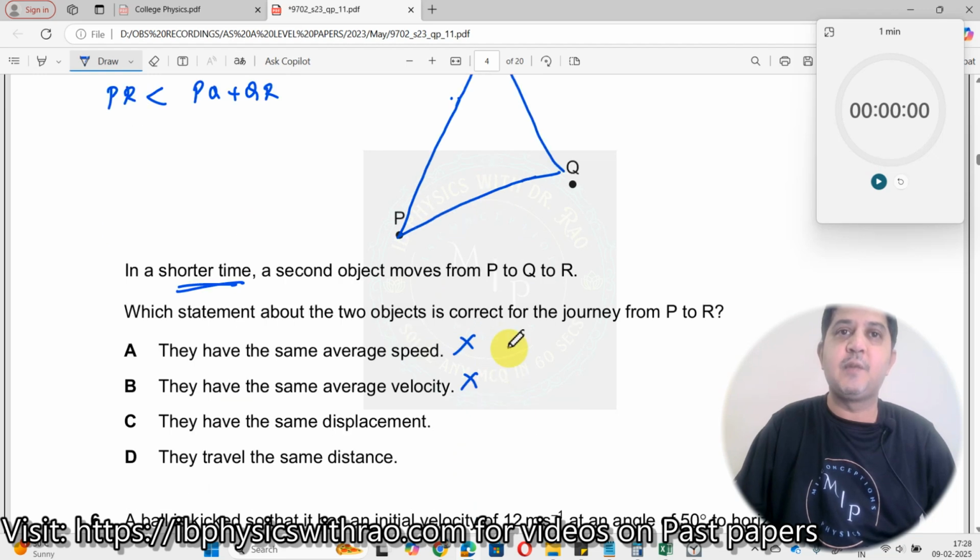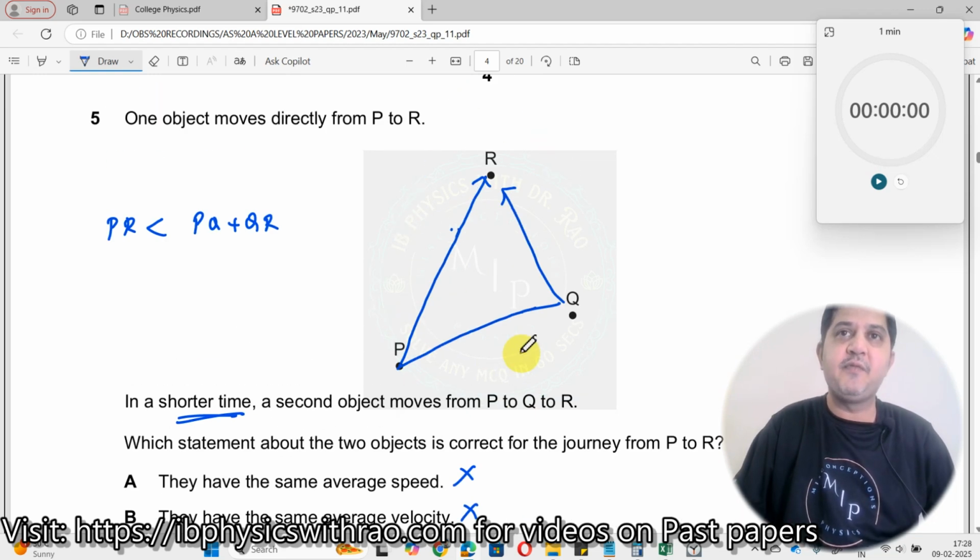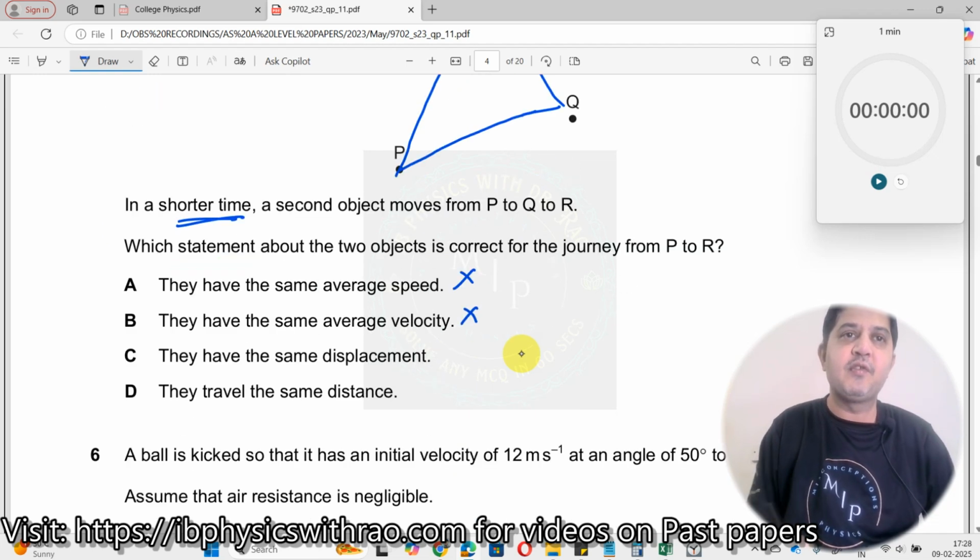Now let us look at the third option. They have the same displacement. Definitely that's right. Whether you go from here to here or you go like this over here, displacement is the same, PR. So therefore, C should be your right answer. D, they travel the same distance, incorrect also. So therefore, C is the right answer.